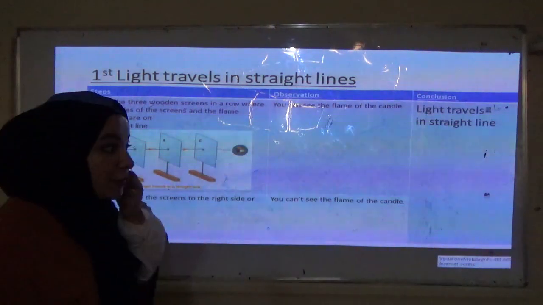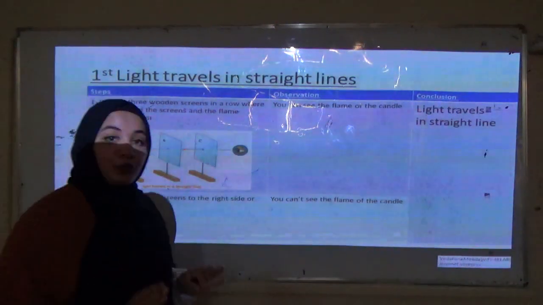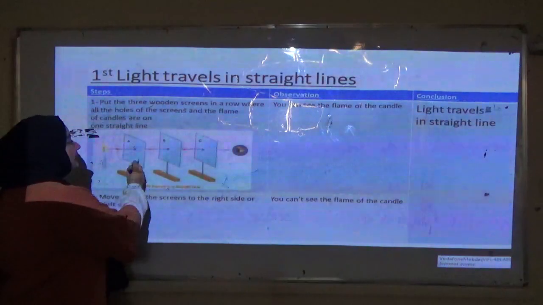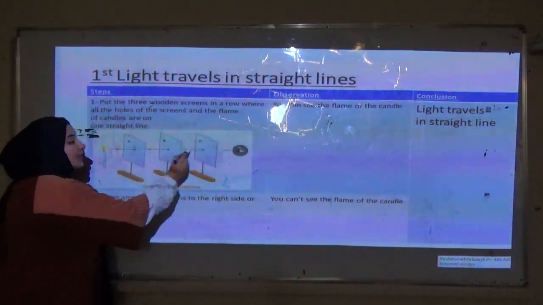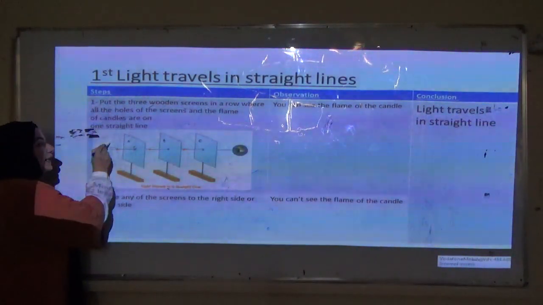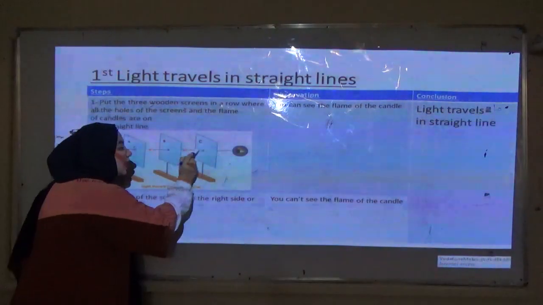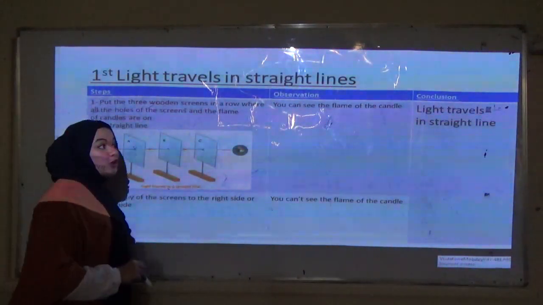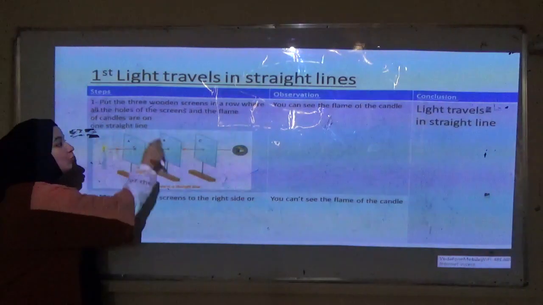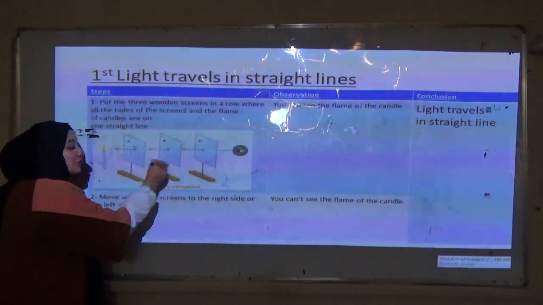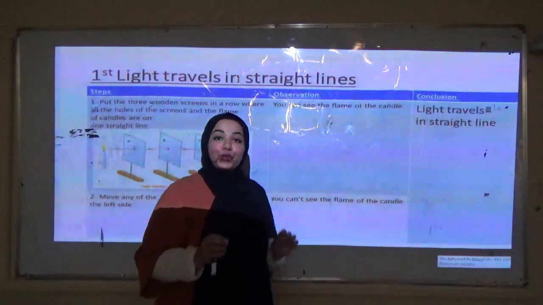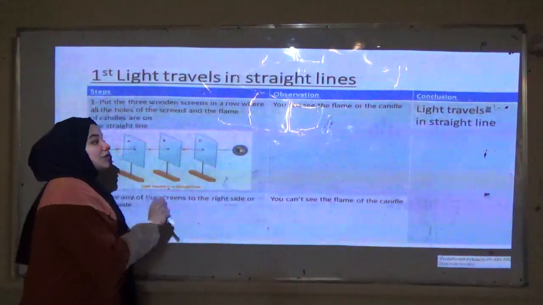So I will repeat this experiment again. This is an experiment to prove that light travels in a straight line. I bring 3 wooden screens and make a hole in each, and I put a candle so that the flame of the candle is on the same straight line as the 3 holes. I will notice that I can see the flame of the candle. But if I move any one of these wooden screens, I cannot see the flame of the candle. So this is an experiment to prove that light travels in a straight line.